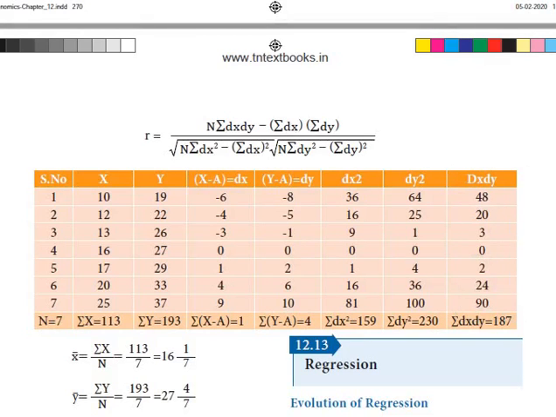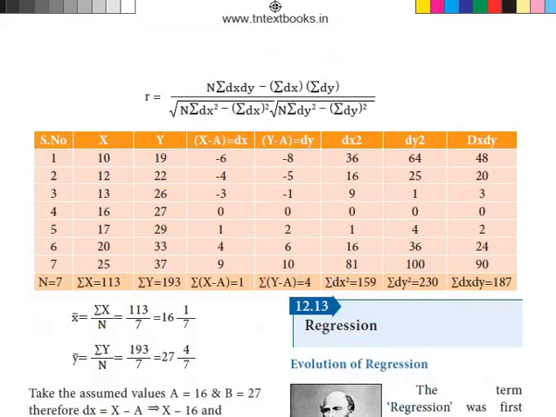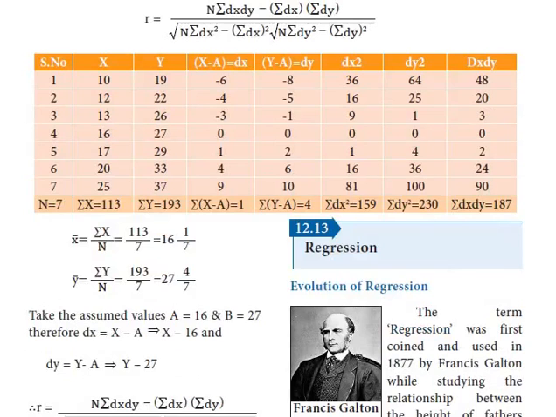Now substituting in the formula. So x bar is equal to, though it is the assumed mean method, they have taken the actual mean also, that is sigma x divided by n, 113 divided by 7 is equal to 16 1 by 7. The assumed mean they have taken as 16, and for y it is 193 by 7 is equal to 27 4 by 7, and the assumed mean taken was 27.